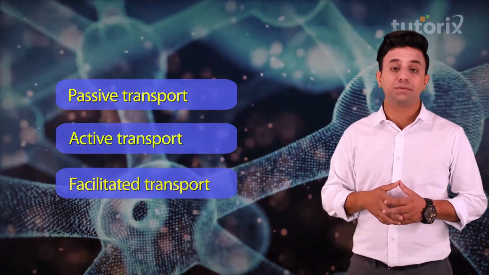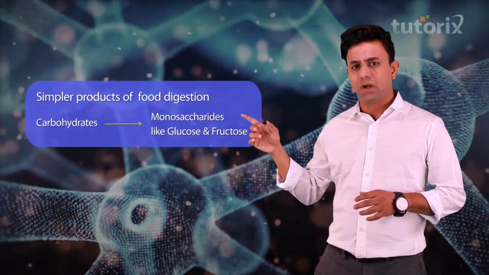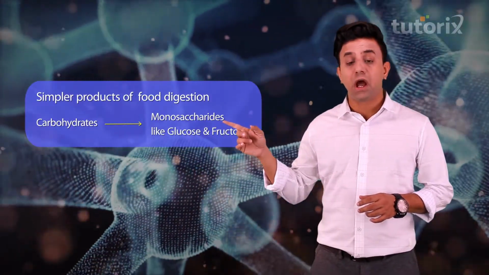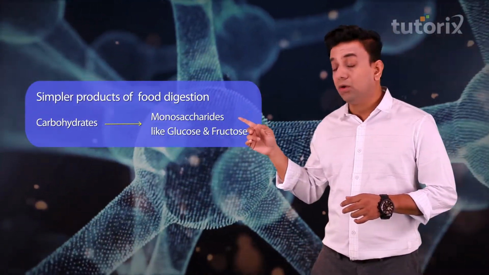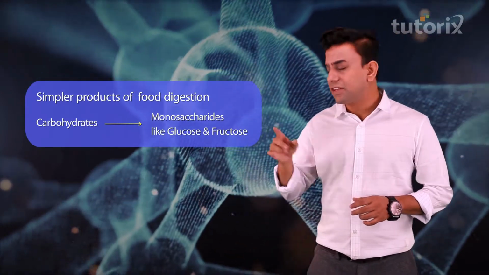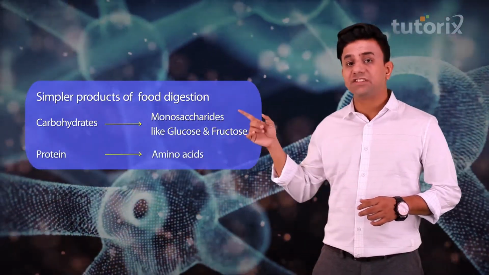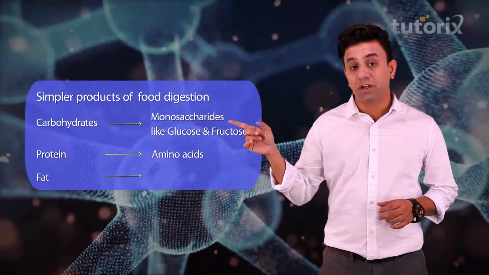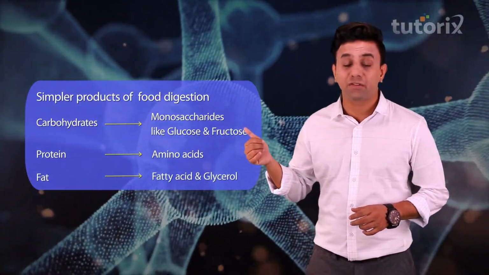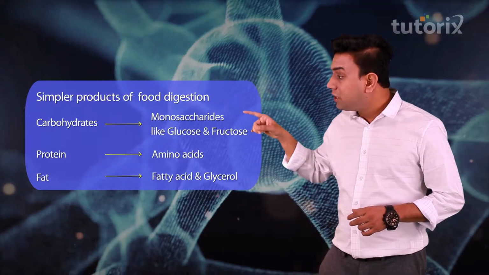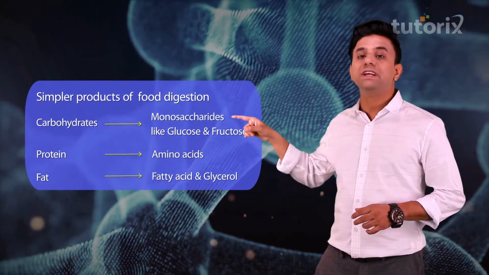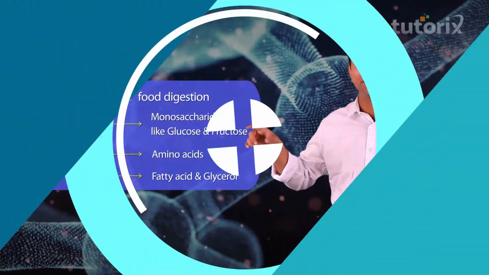Before I start with the absorption of molecules, let me remind you once again that the simpler products of carbohydrate digestion are the monosaccharides like glucose and fructose. The simpler products of protein digestion are the amino acids, and the simpler products of fat molecules are fatty acids and glycerol. So we shall be talking about the absorption of these simple molecules.